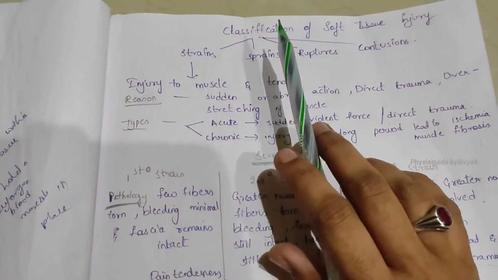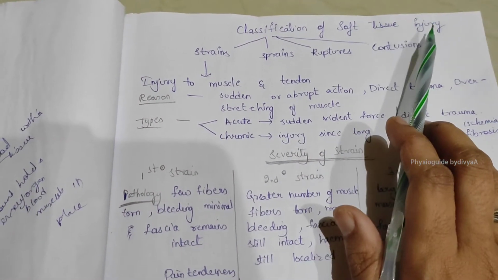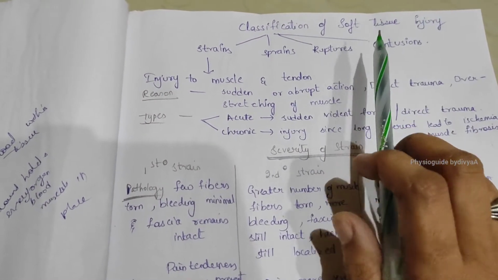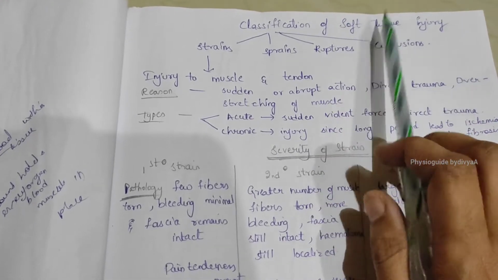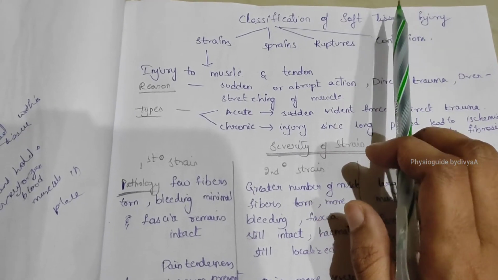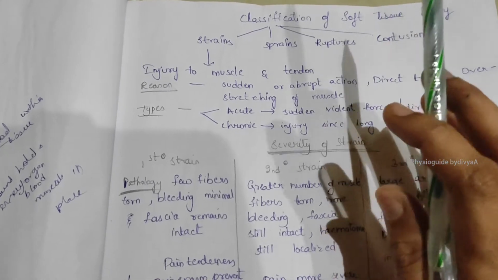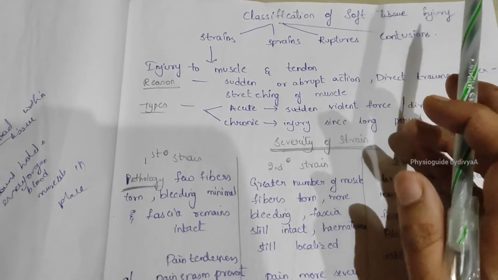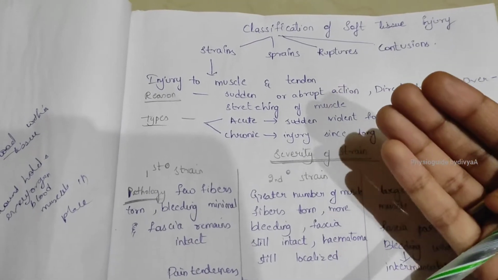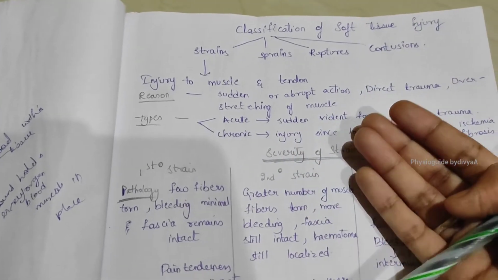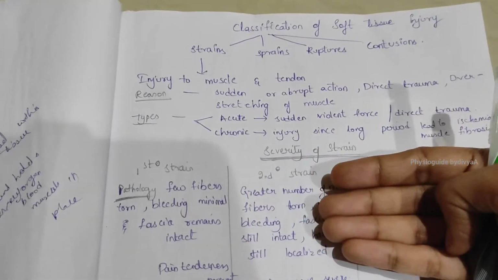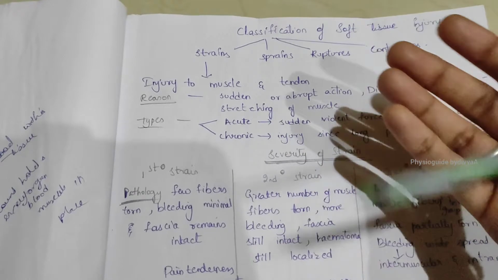Today I am going to teach about classification of soft tissue injury. In the previous video I explained clearly what soft tissue injuries are, the mechanisms, direct trauma, indirect injury, the approach to a patient with soft tissue injury, how to deal with that patient, what our goals are, and treatment.